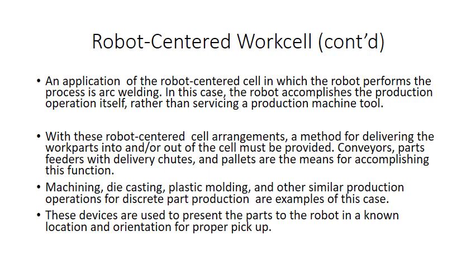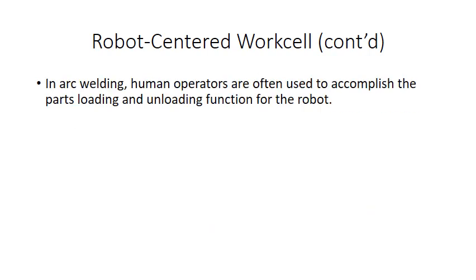Machining, die casting, plastic molding and other similar production operations for discrete part production are examples of this case. These devices are used to present the parts to the robo in a known location and orientation for proper pickup. In arc welding, human operators are often used to accomplish the parts loading and unloading function for the robo.